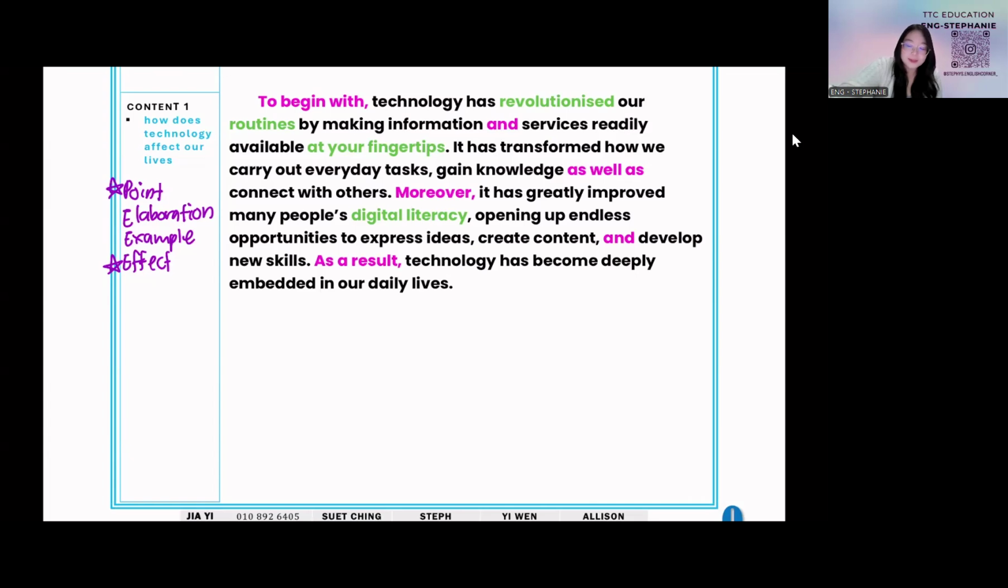So we tie it back like this. I think this is also a very good phrase, and not many people will try to describe it like so. So deeply embedded in our daily life. Okay.